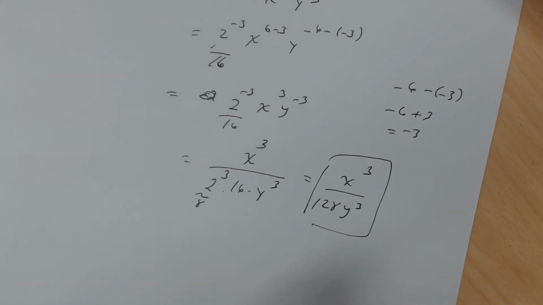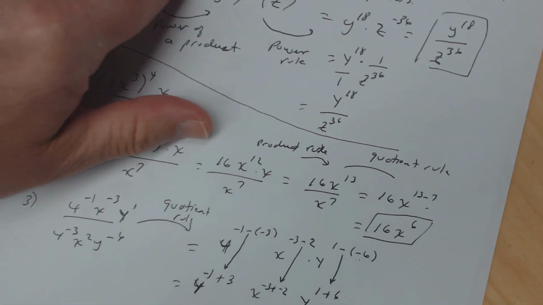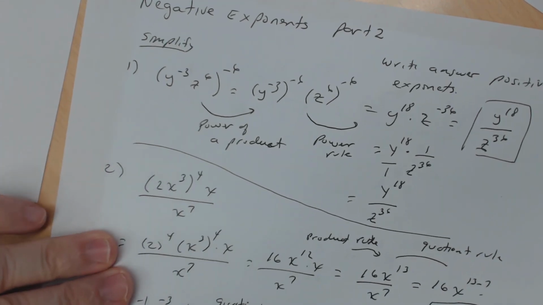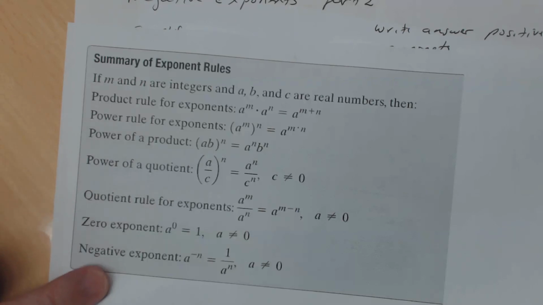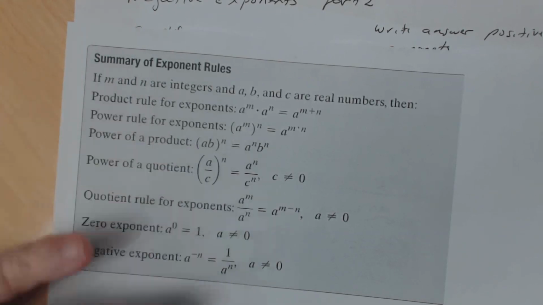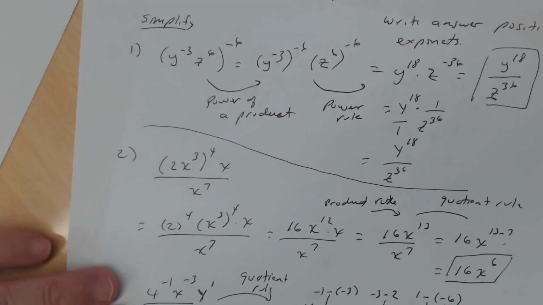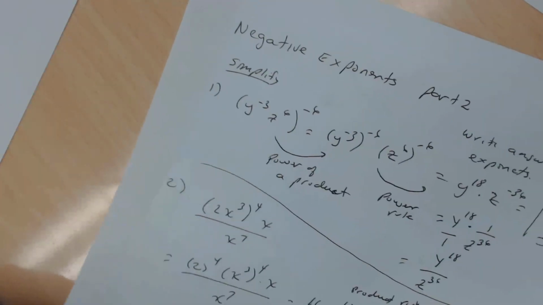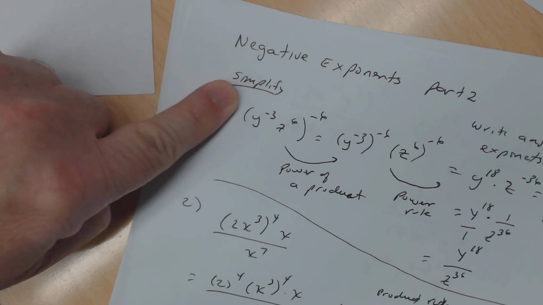Okay, so that is part 2 of negative exponents. And so remember, you're going to use these properties, all these properties you've learned. Notice we used all of these properties at some point in this lesson. So go back over this lesson and make sure you understand how to use these properties when you have negative exponents.